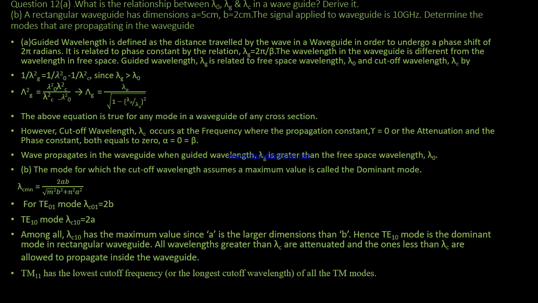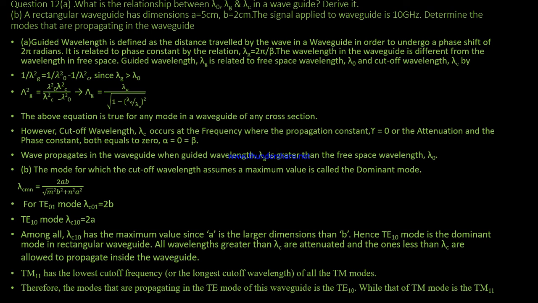For TM modes, TM11 has the lowest cutoff frequency, or the lowest cutoff wavelength, of all the TM modes. Therefore, the mode propagating among the TE modes of this waveguide is the TE10, while that of the TM modes is the TM11.